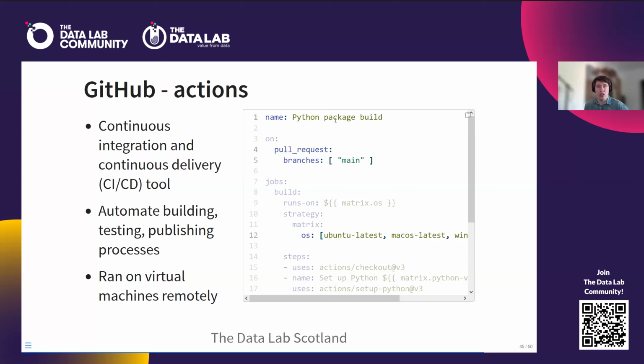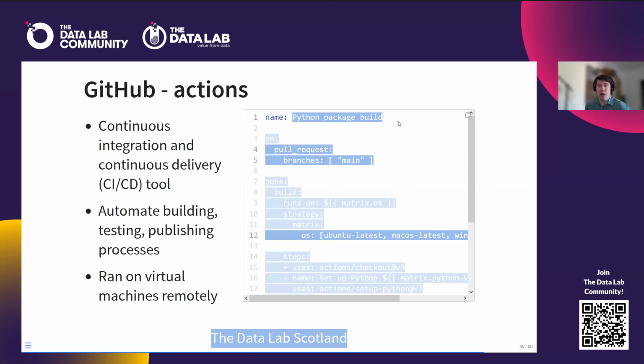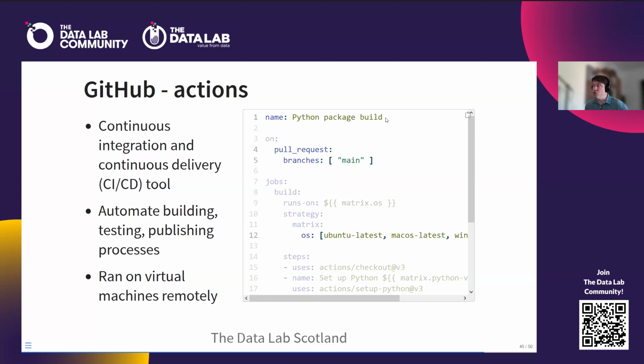So this is a GitHub Actions workflow for a Python package that I use. What we've got here is we've given it a relatively meaningful name. So it's just checking that the Python package that we've built is going to build okay and not throw any errors. What's interesting here is this next stage.